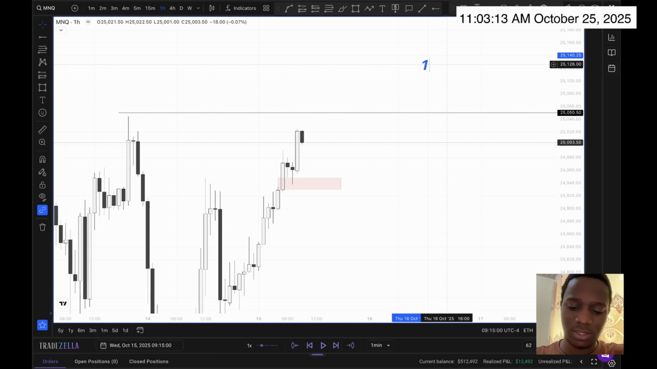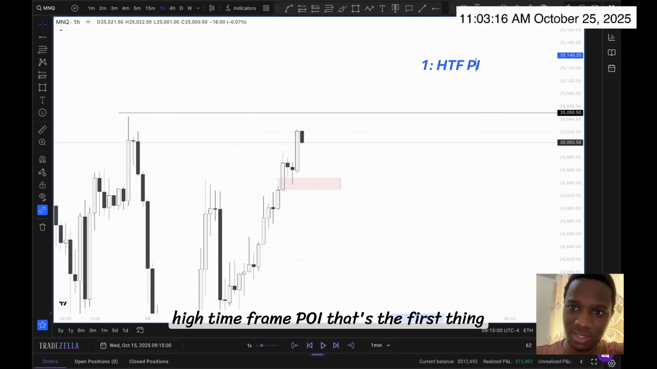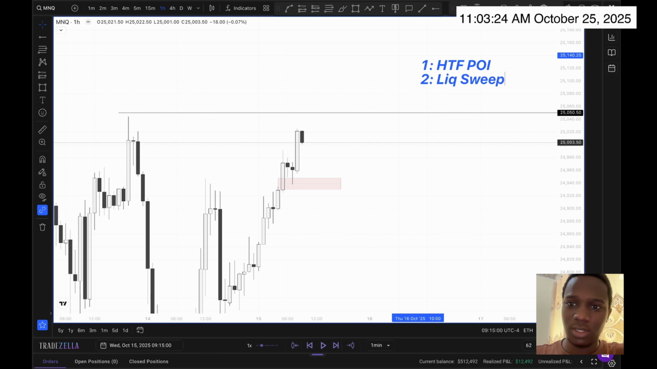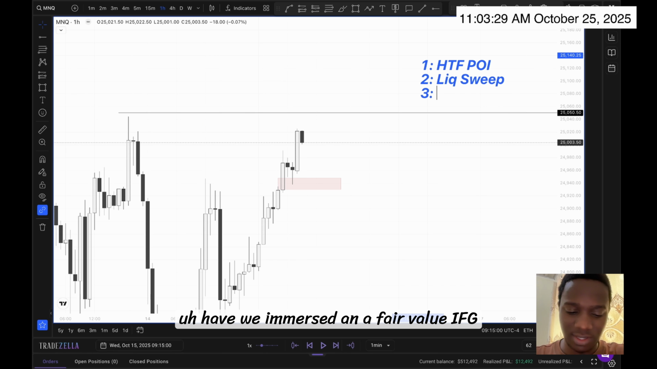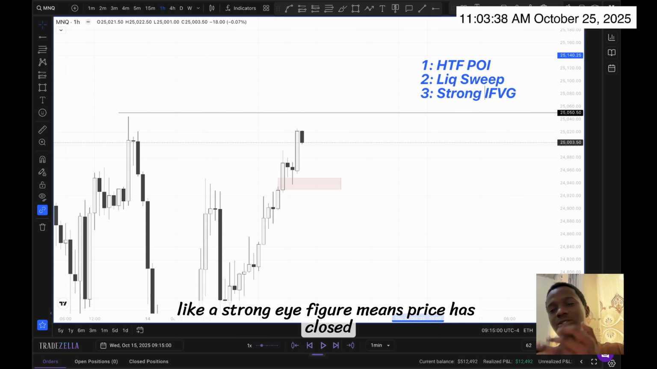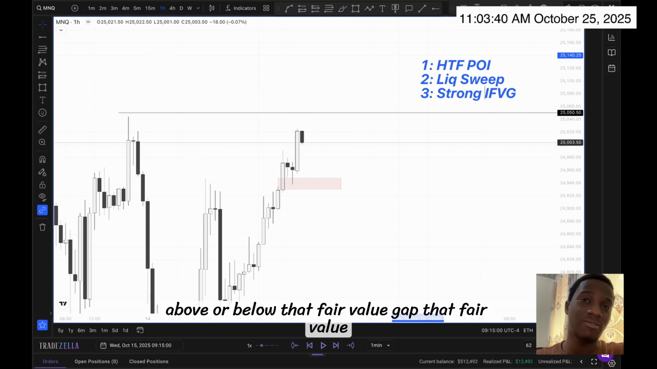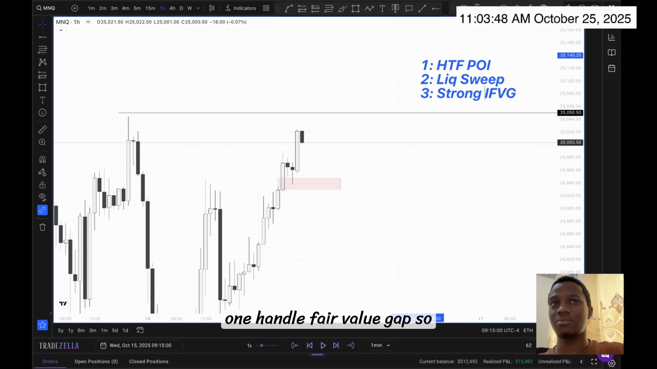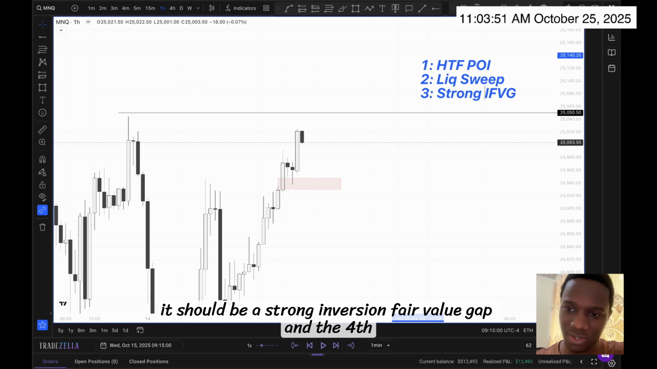So first confluence, high time frame POI, that's the first thing. Now the second thing, that is liquidity sweep. And then the third thing is, have we inversed a fair value gap, IFG, right? Strong, by the way. A strong IFG means price has closed above or below that fair value gap. That fair value gap is big enough, not some tiny one handle fair value gap. So it should be a strong inversion fair value gap.